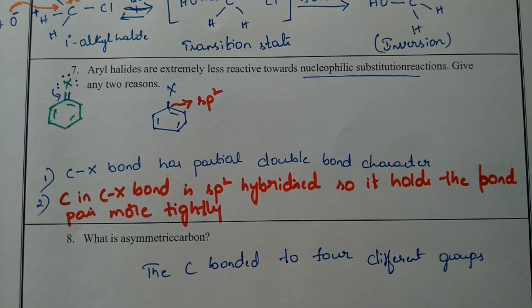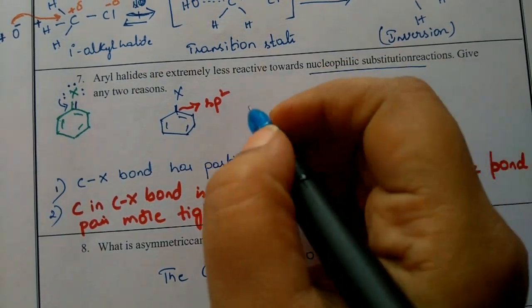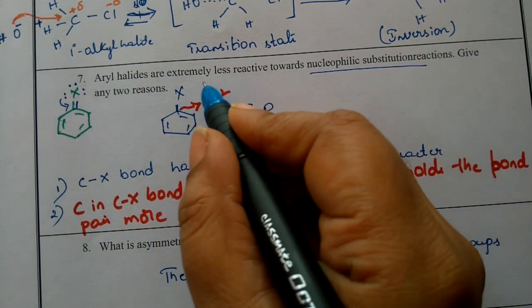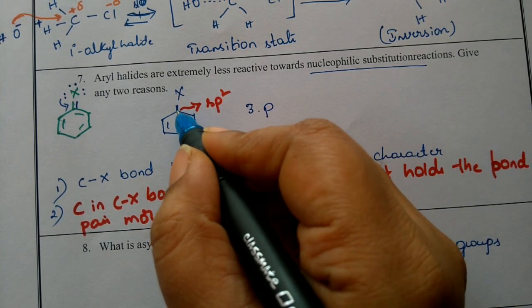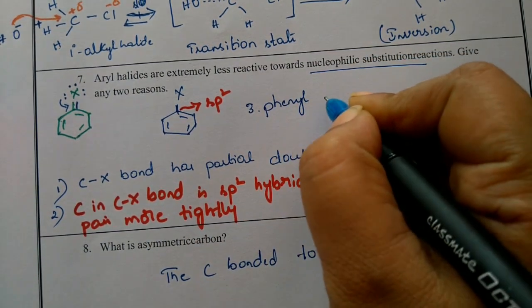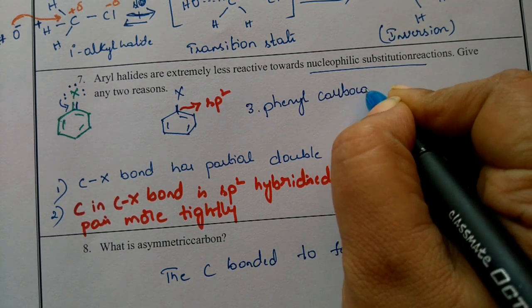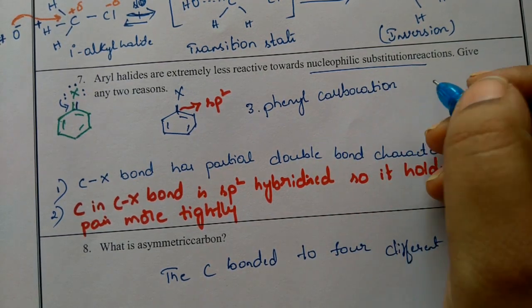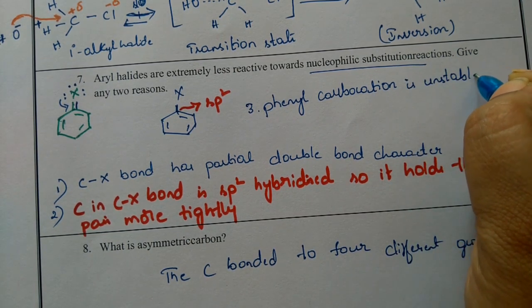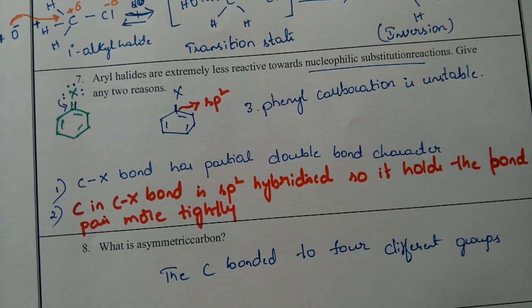So next, one more point we can write, that is the third point. The third point is the phenyl carbocation. If this bond is broken, then the carbon in the benzene ring will get a positive charge. If it gets a positive charge, it is called a phenyl carbocation. Phenyl carbocation is unstable, it is more unstable. So due to the instability of the phenyl carbocation, the bond doesn't break.